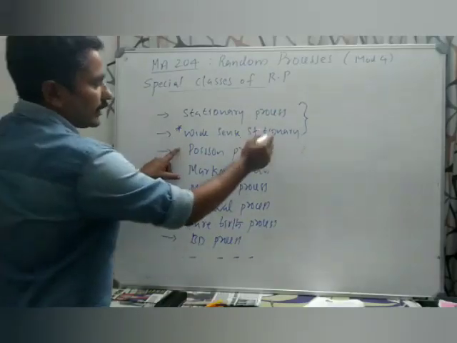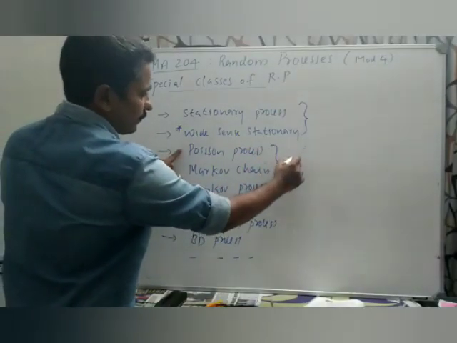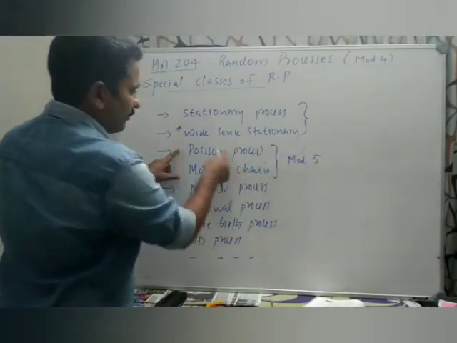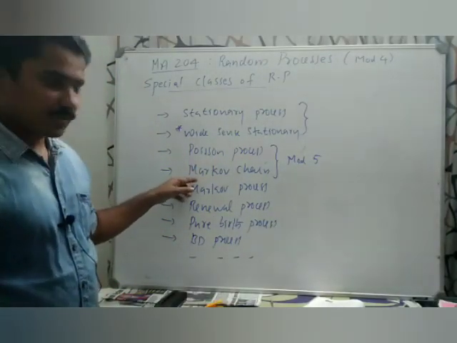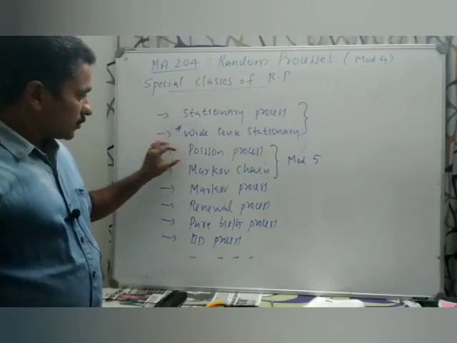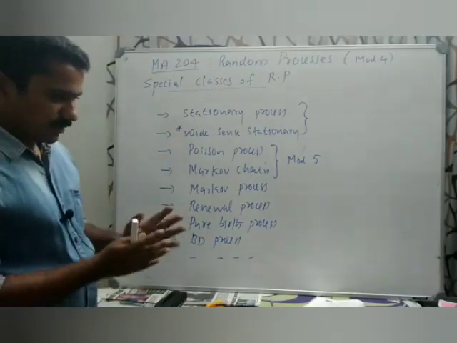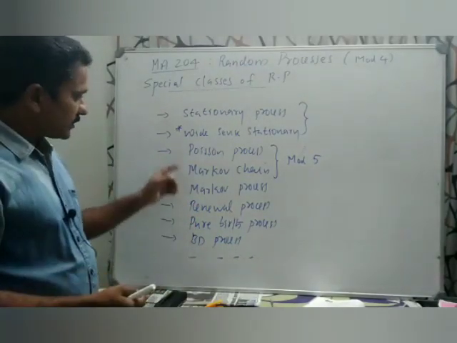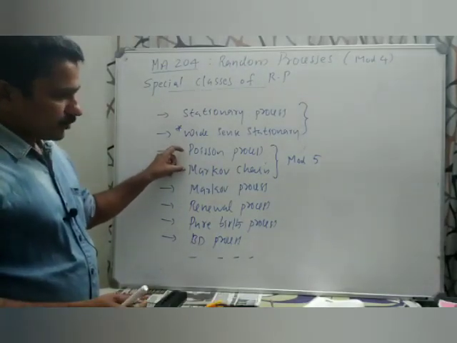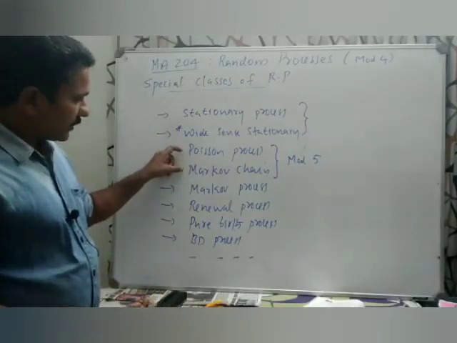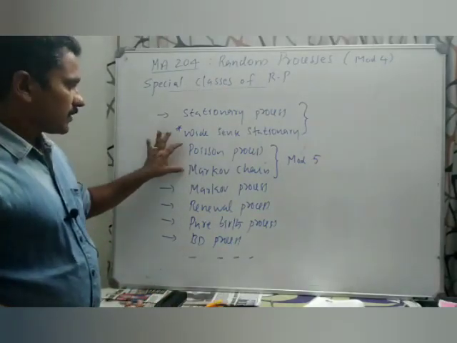Then in module 5, we'll see two different random processes. One is Poisson process and another one is Markov chain. We define these two processes, what their special properties are, and based on that, we'll derive certain formulas and do some problems. That's all we will see.